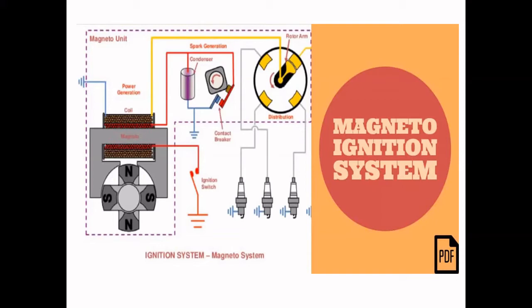Once the magneto starts rotating by the engine, the current starts producing. Current is nothing but voltage. As the magneto starts rotating at higher speed, it produces more current, more voltage.